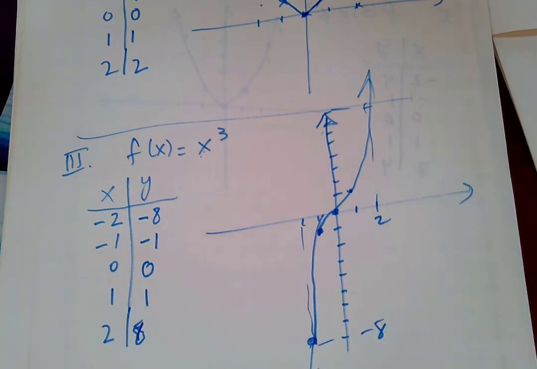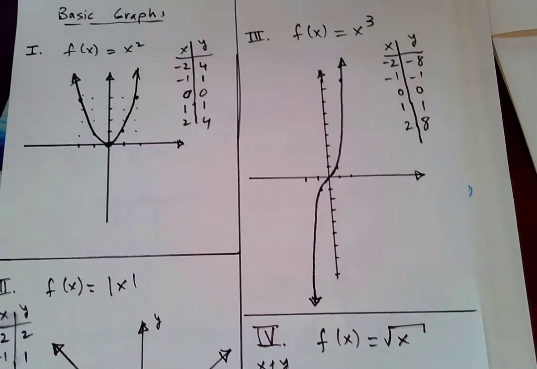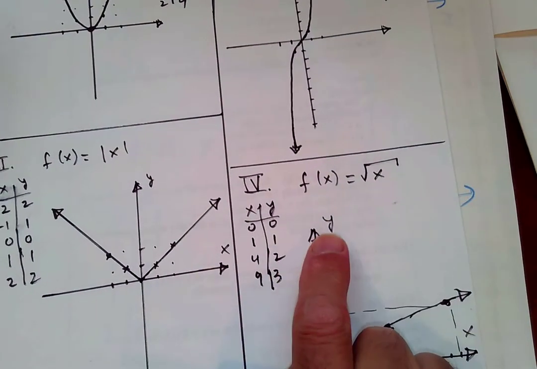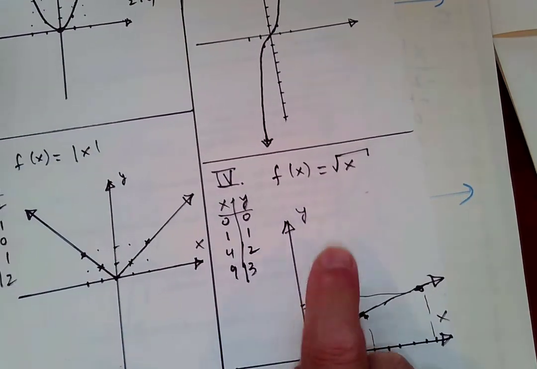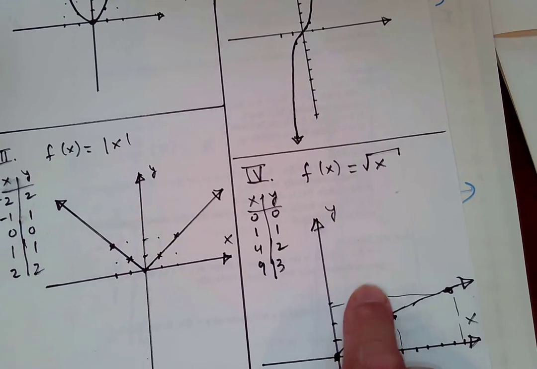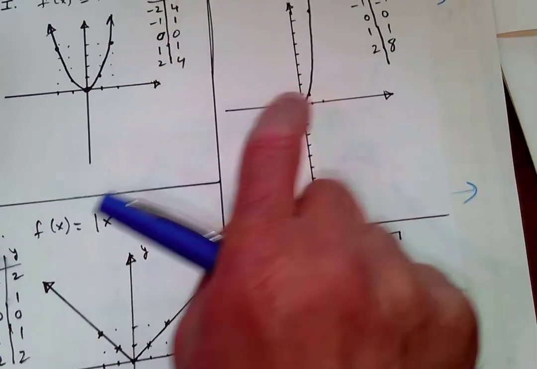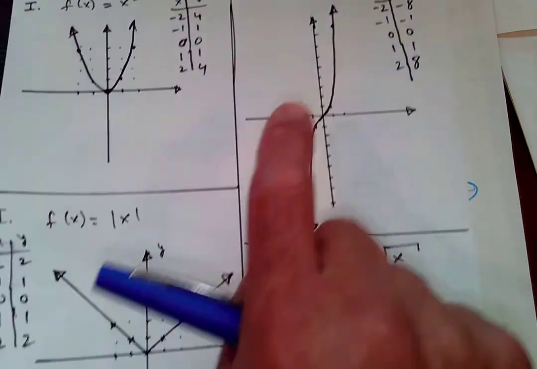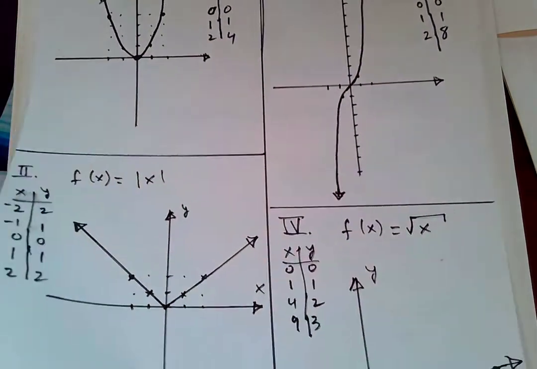So these are the three basic graphs that I talked about. I have a handout about these. And then the fourth one we'll discuss when we do radicals. So keep those in mind. X squared is a U shape, x cubed is increasing, and absolute value of x is a V shape.